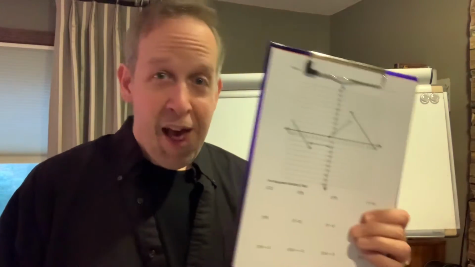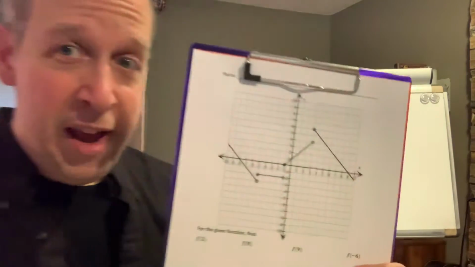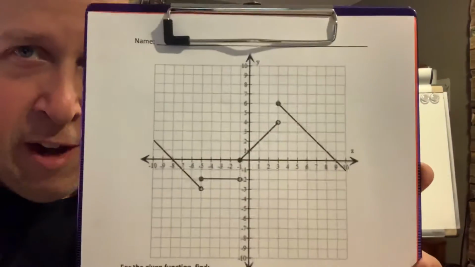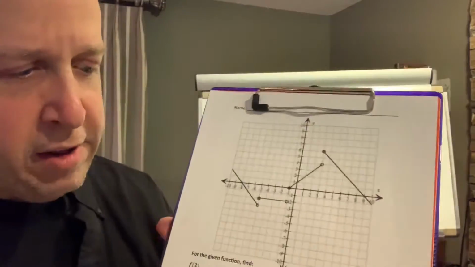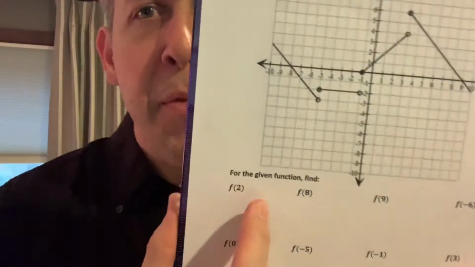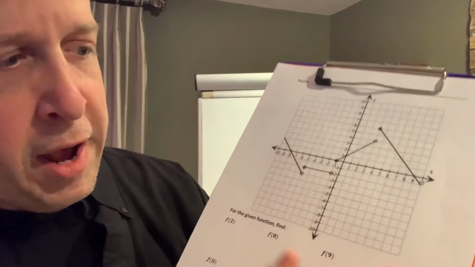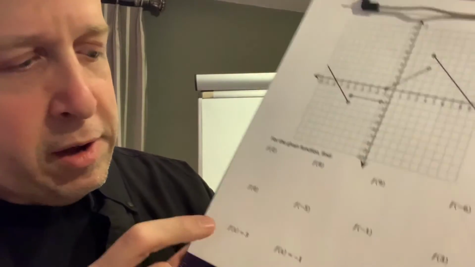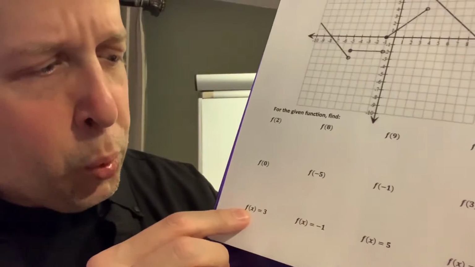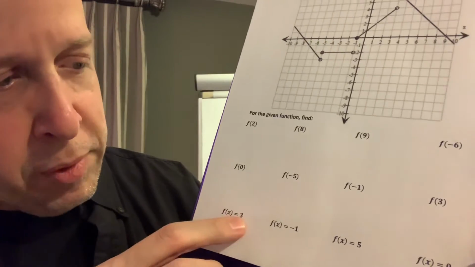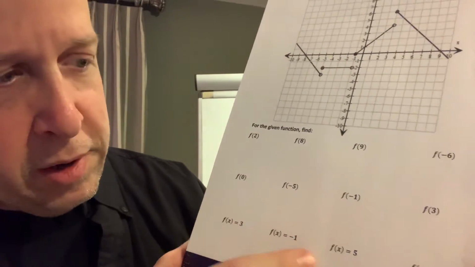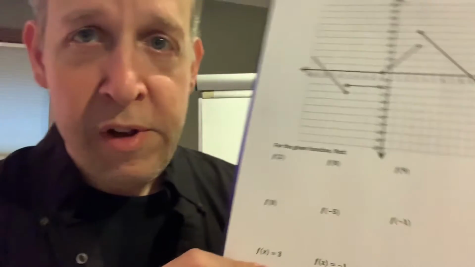Today we're going to go over the worksheet, which is evaluating functions from a graph, and we'll do a couple extra problems. So here's the graph. I can't shine it up on the board like I would at school, so let's just look at it together. We're just looking at the graph, and the questions basically say, what happens when x is 2? What happens when x is 8 or 9 or negative 6? Down to this part where it says, what x would get you a y of 3? Or a y of negative 1, so on and so forth. Let's just work through it together.